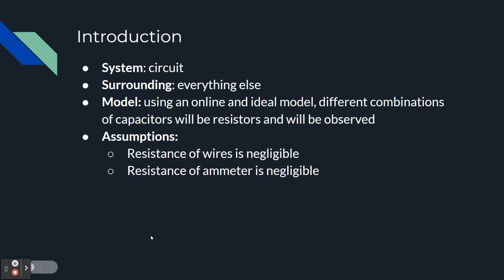The system is the circuit, and the surroundings are everything else. The model is using an online ideal model. Different combinations of capacitors and resistors will be observed. The assumptions that we have are that the resistance of the wires is negligible, as well as the resistance of the ammeter.